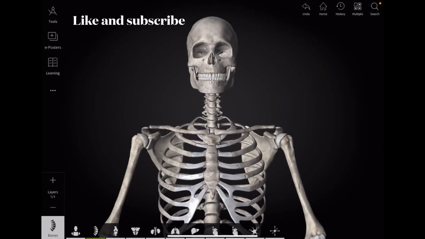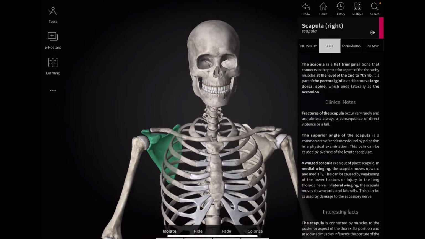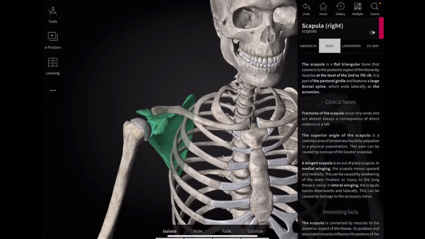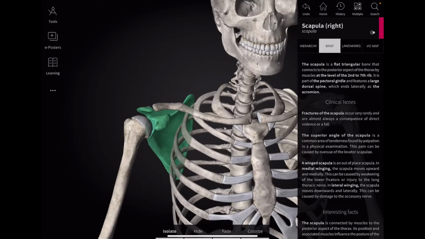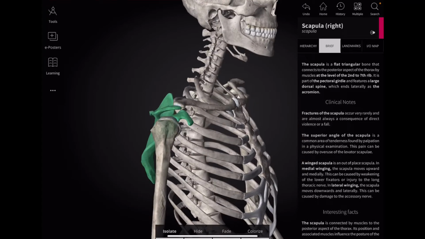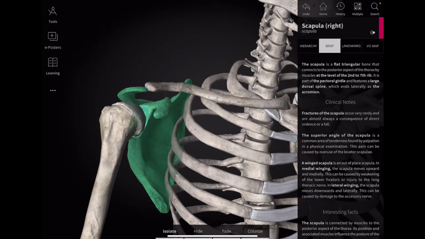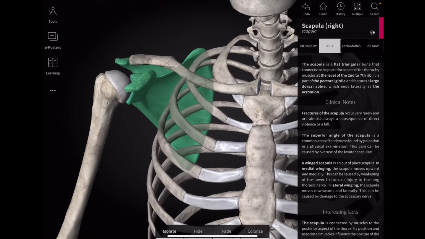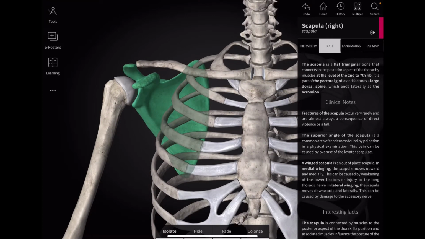Hello everyone, so today we are going to talk about the scapula. The scapula is a flat triangular bone which is found on the posterior aspect of the body and it articulates with the humerus as well as with the clavicle, and it's also in contact with the ribs starting from the second all the way to the seventh rib of the thorax. It's also one of the bones of the pectoral girdle.